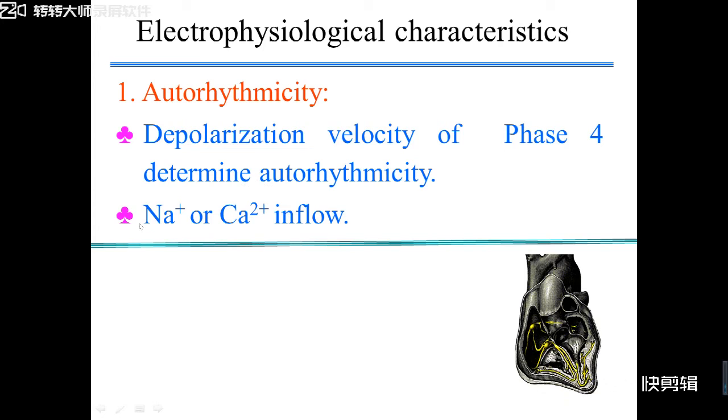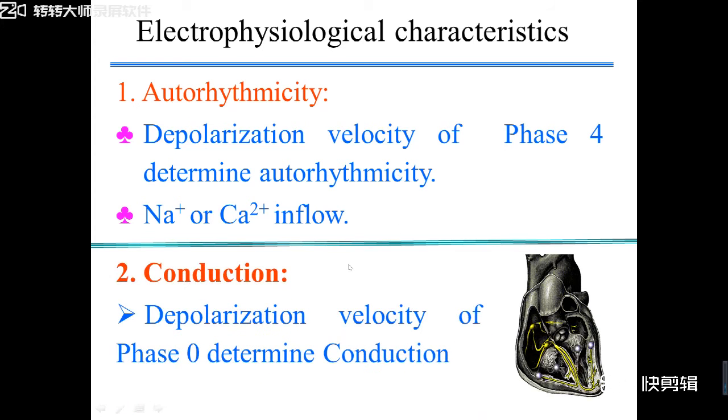And we also have known that if we use sodium channel blockers or calcium channel blockers, they can block autorhythmicity, inhibit external response, and reduce heart rate. We can use these channel blockers to treat tachycardia.